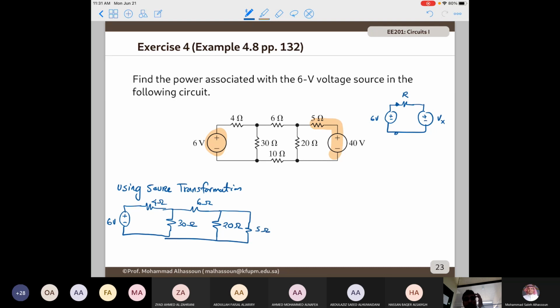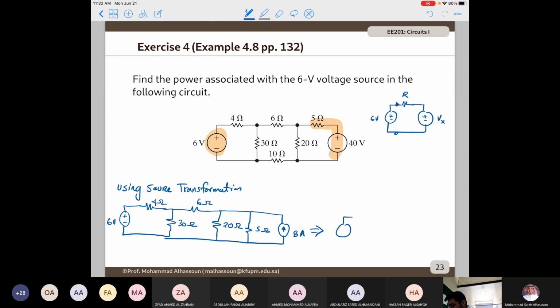So the 5 ohm used to be in series with the voltage source. Now it's in parallel with a current source, and the value of the current source is 8 amperes. So notice here, in this case, I have 5 ohm in parallel with the 20, so the parallel combination is 4.